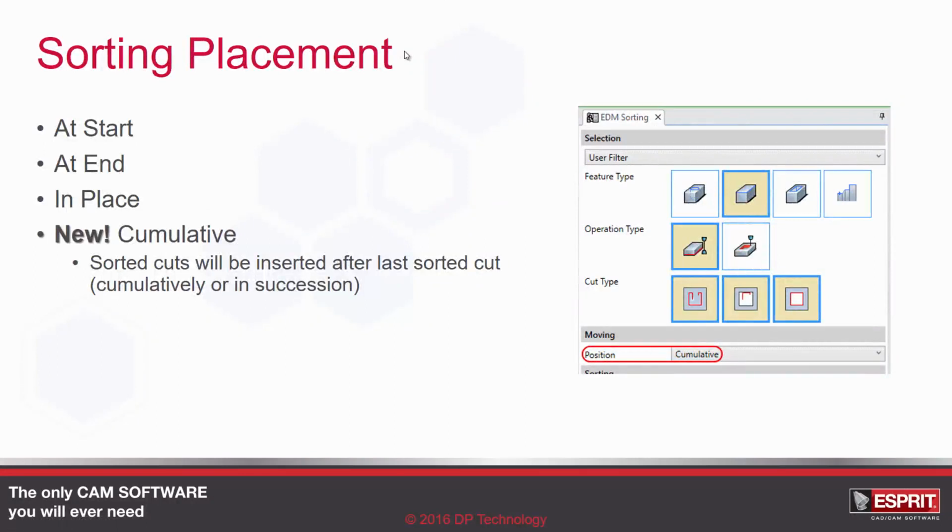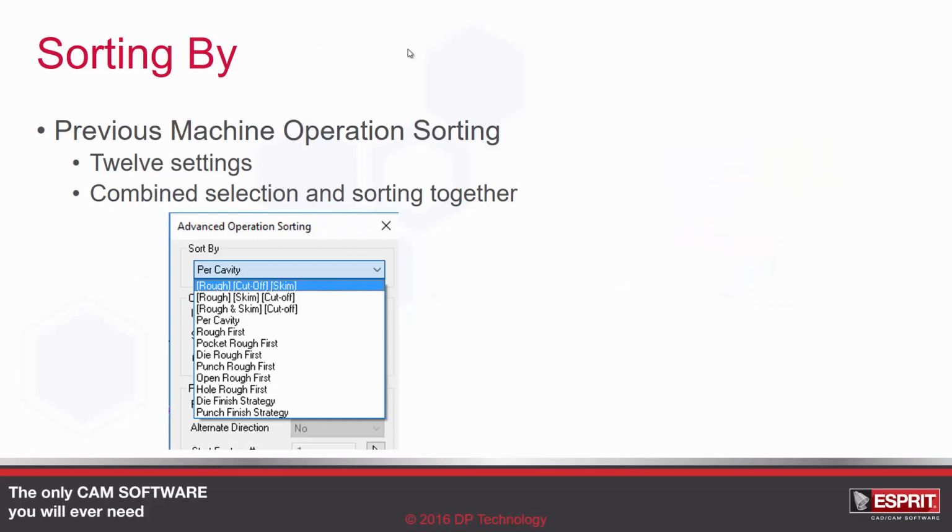So quite flexible there. Now with the sorting placement, we have 3 settings that are the same as they were with the legacy, where we have at the start, at the end, or in place. And then there's a new setting which is called cumulative. With cumulative, your sorted cuts will be inserted after the last sorted cut. So basically you're sorting things and they're being placed either cumulatively or in succession. And we'll show you how that works during our live demonstration.